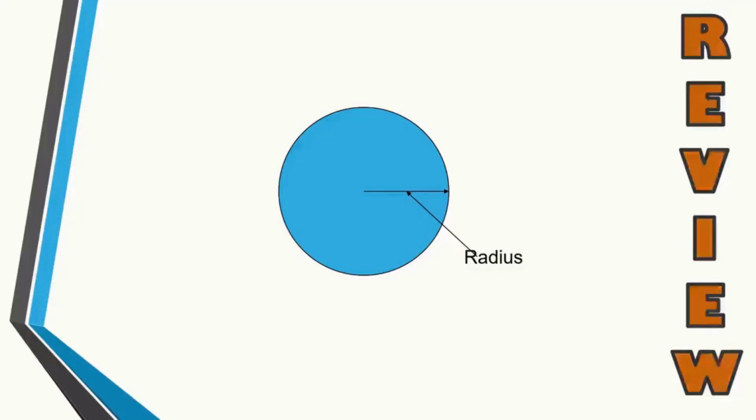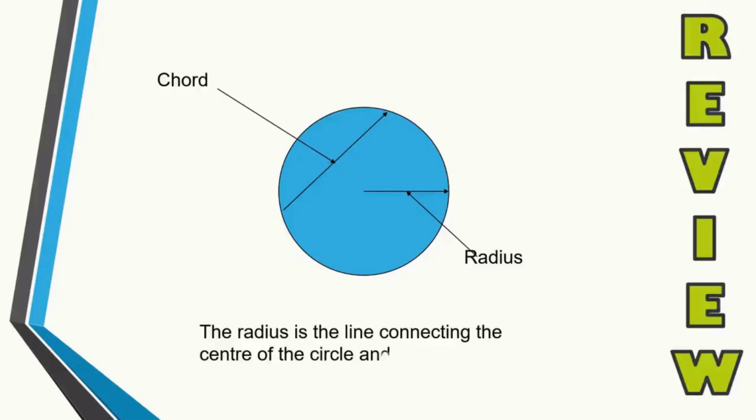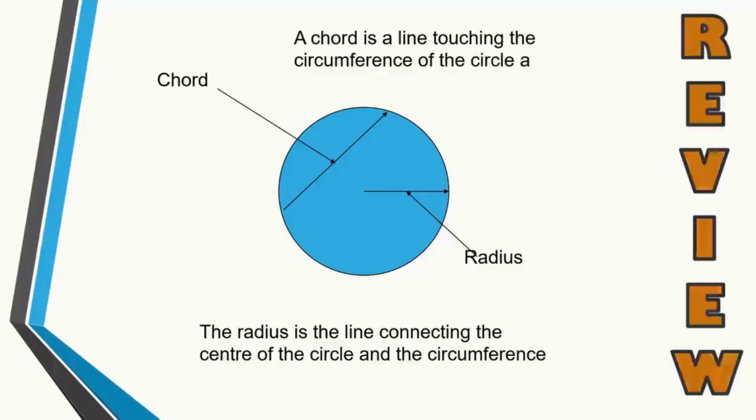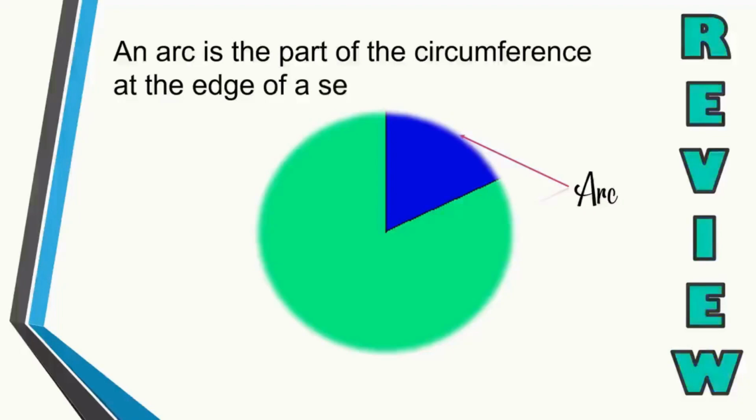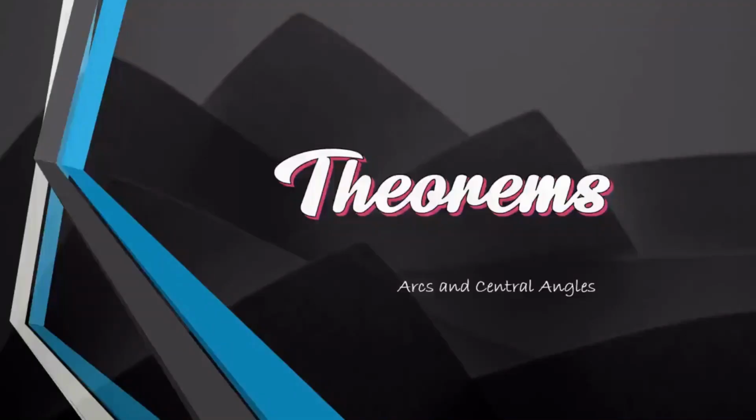So, that line is what we call the radius. And that line is what we call the chord. When we say radius, that is the line connecting the center of the circle and the circumference. And chord is a line touching the circumference of the circle at 2 points. Another, that is what we call the arc. When we say arc, that is the part of the circumference at the edge of a sector.